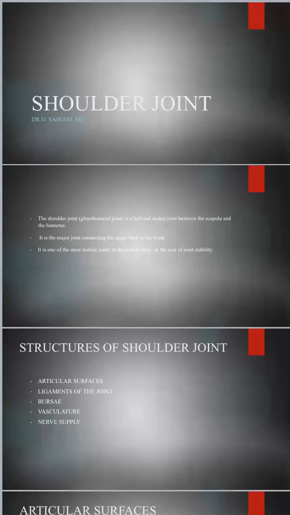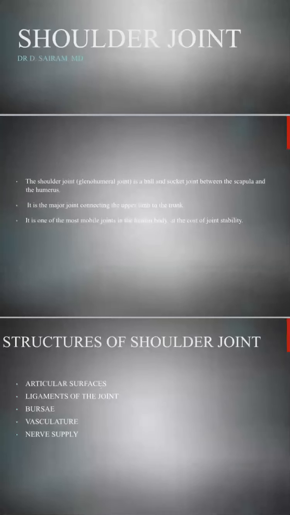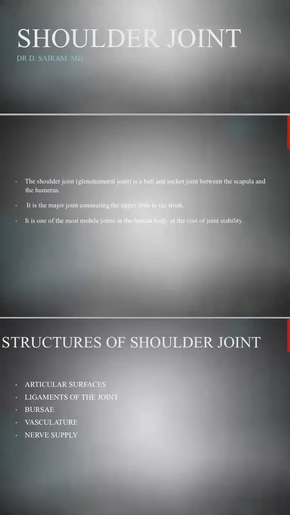Good evening, everyone. Today we are going to discuss about the most flexible and most mobile joint in our body, that is shoulder joint. It is also called as glenohumeral joint. We already know that the type of joint is ball and socket joint, and the joint is between scapula and humerus.